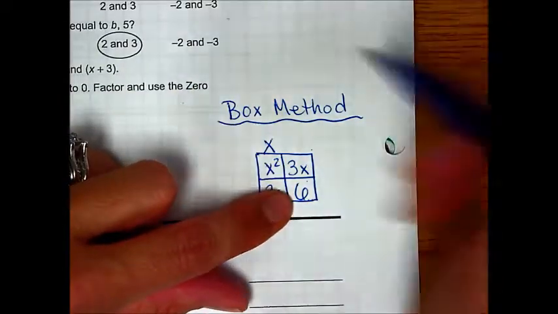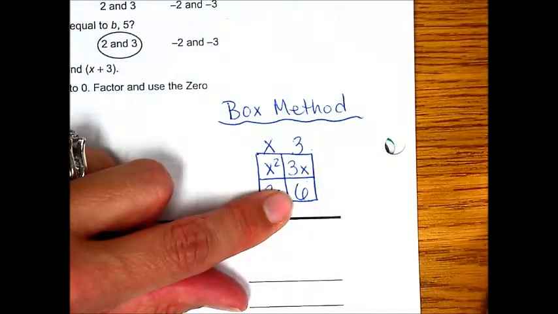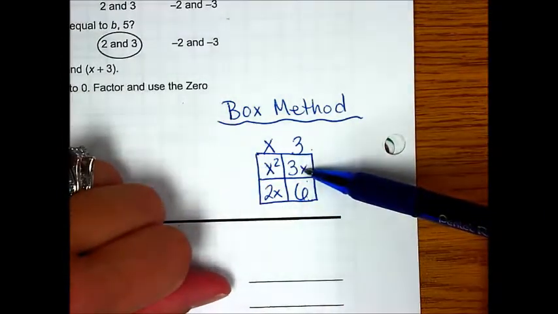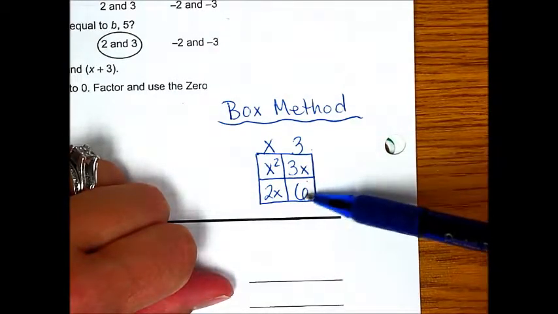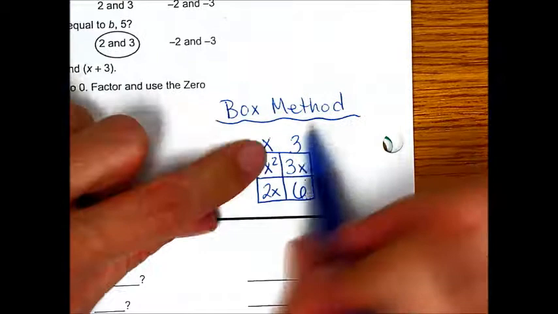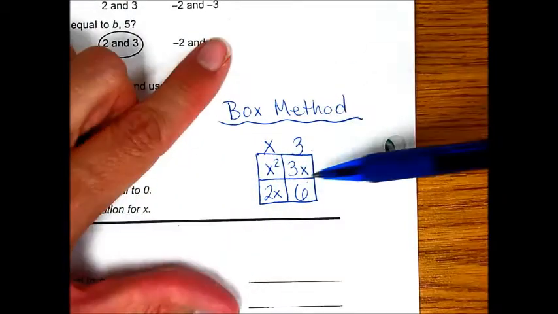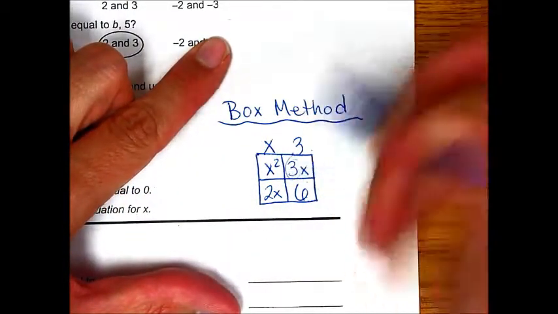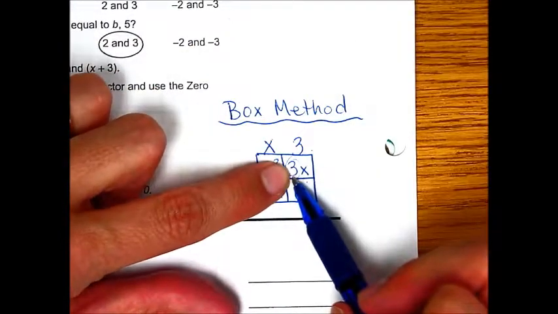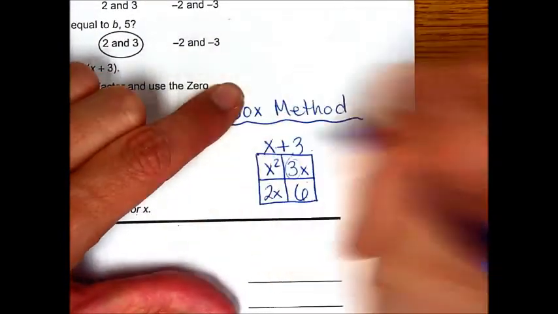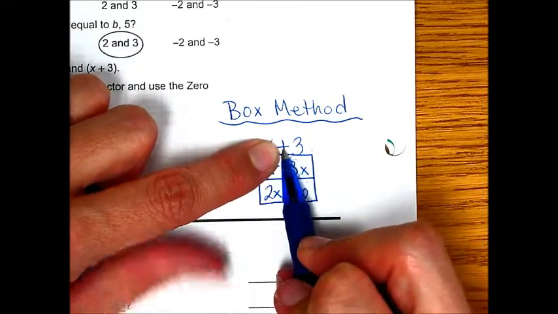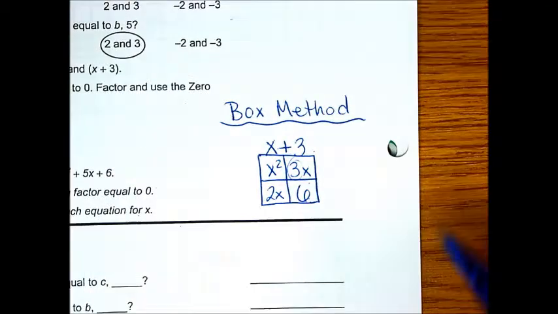3x and 6 could both be divided by 3. 3 is their common factor. I can't say x is a common factor because this one could be divided by x, but this one can't. And then, to know whether to put a plus or a minus sign in here, look at the number touching the box. If this is a positive number, you will have a plus sign here. If this had been a negative number, you would put a minus sign here. And we'll see some like that in just a second.